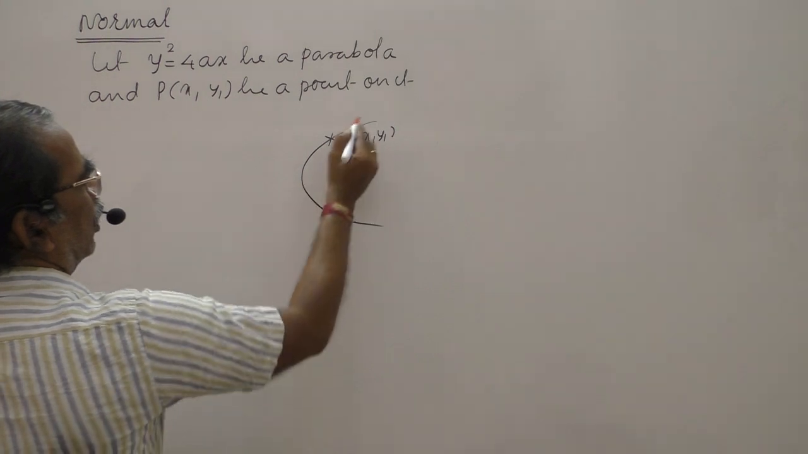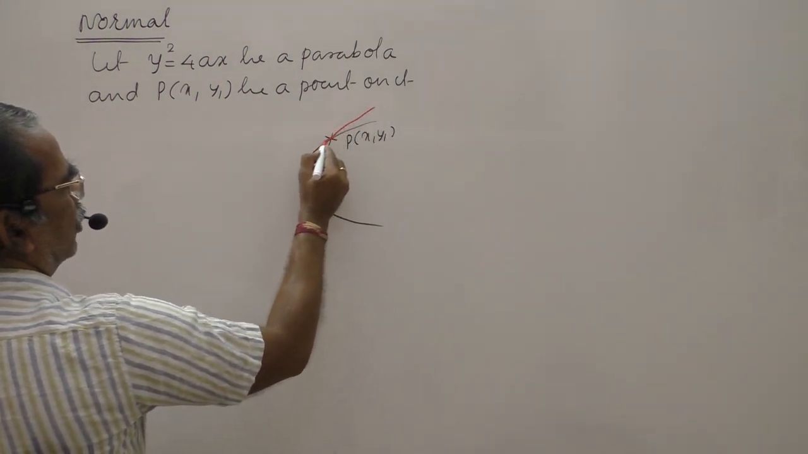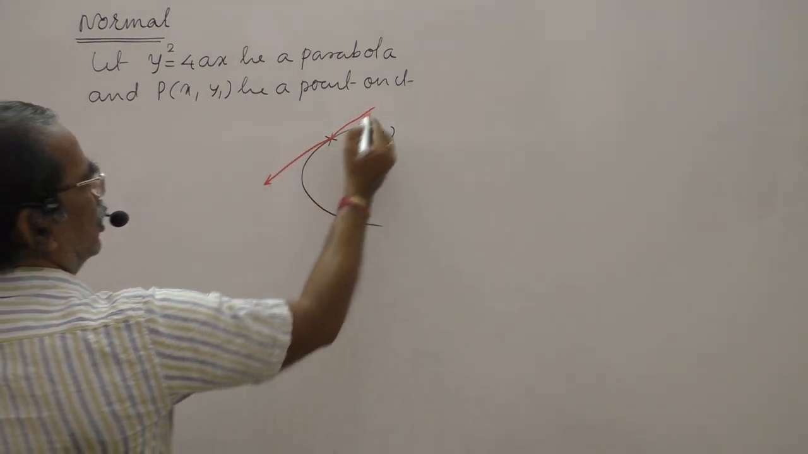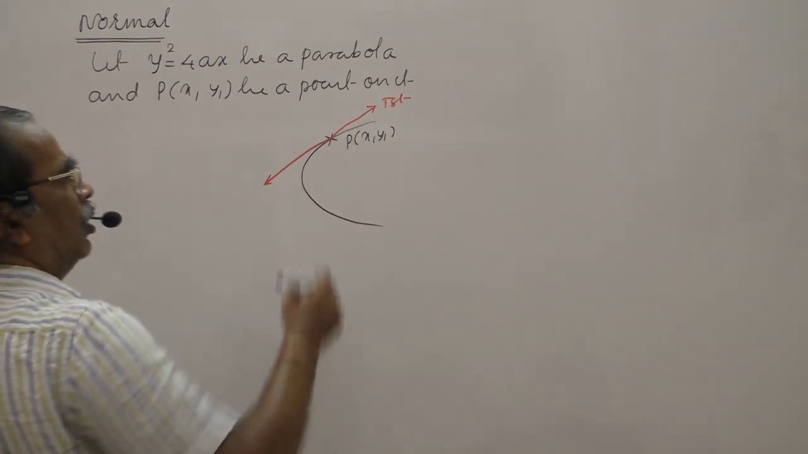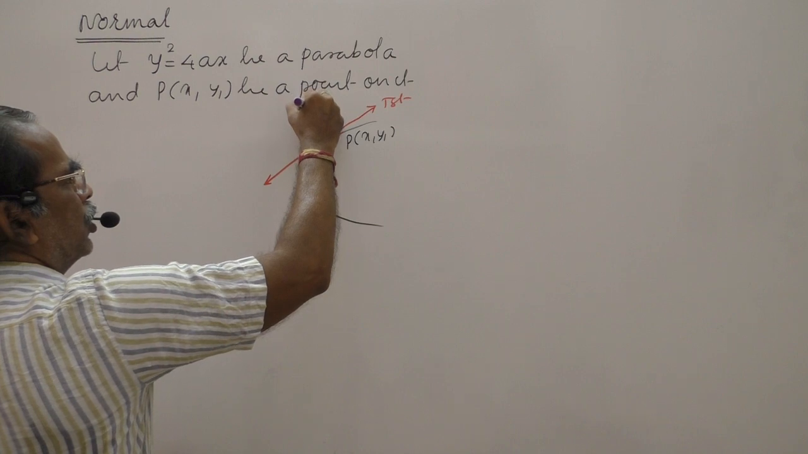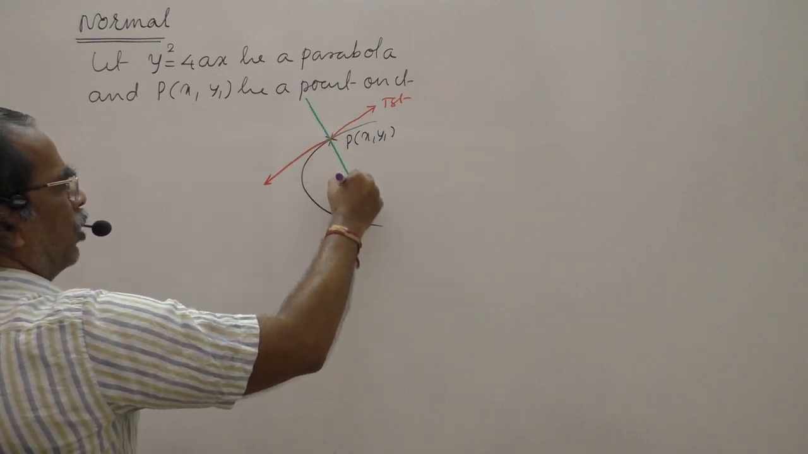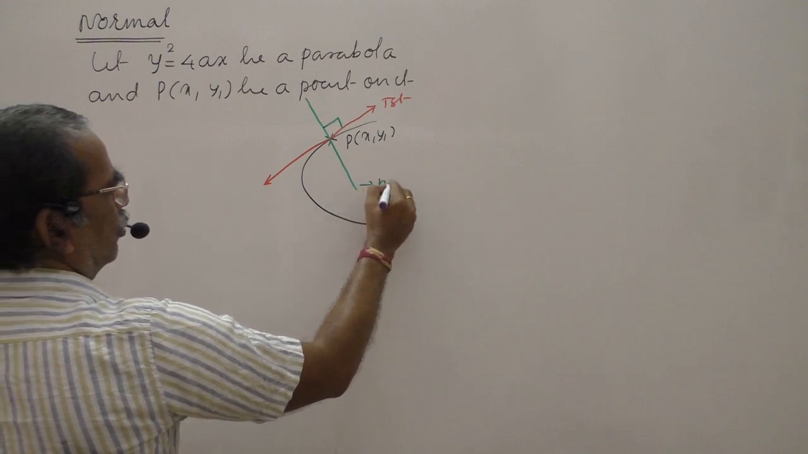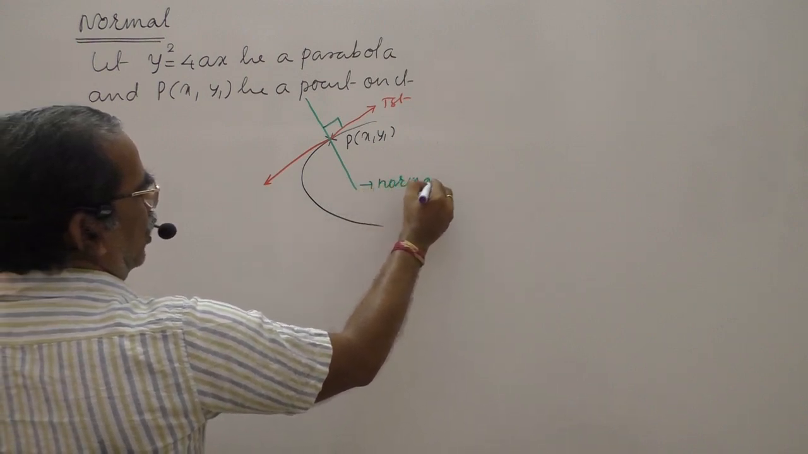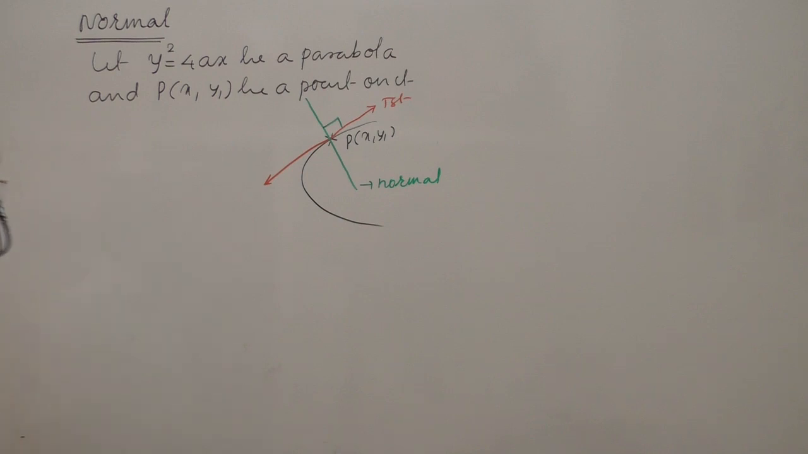What is the normal? This line is the tangent. Normal is a line passing through the same point and perpendicular to the tangent. This line is the normal. Now we will try to find this normal.